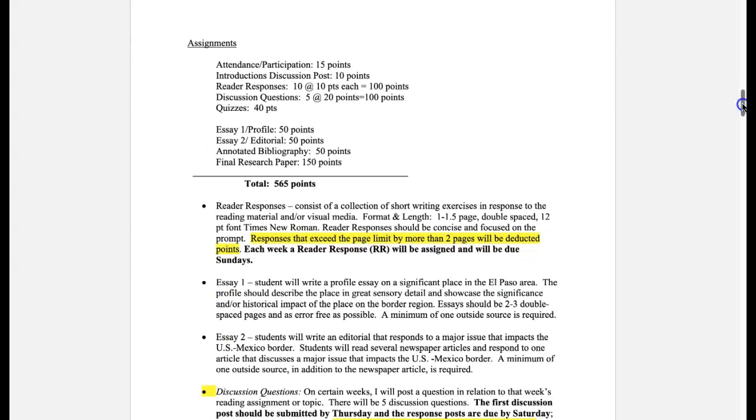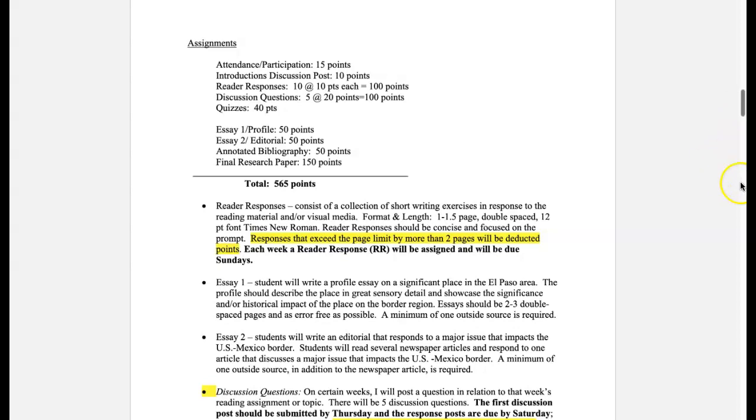The second essay is an editorial, which basically means that you're going to be building an argument around a newspaper article, and the newspaper article should be about a border issue that is currently affecting the border. And when I say border, I'm not only focusing on the El Paso-Juarez border, I'm focusing on the entire US-Mexico border. So your editorial can be on an issue that is currently affecting the San Diego-Tijuana border, or that's affecting Laredo or Brownsville or any place along the border.